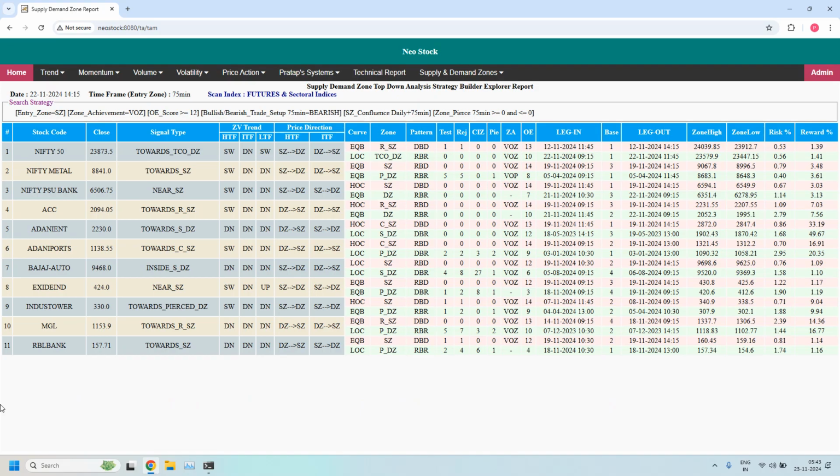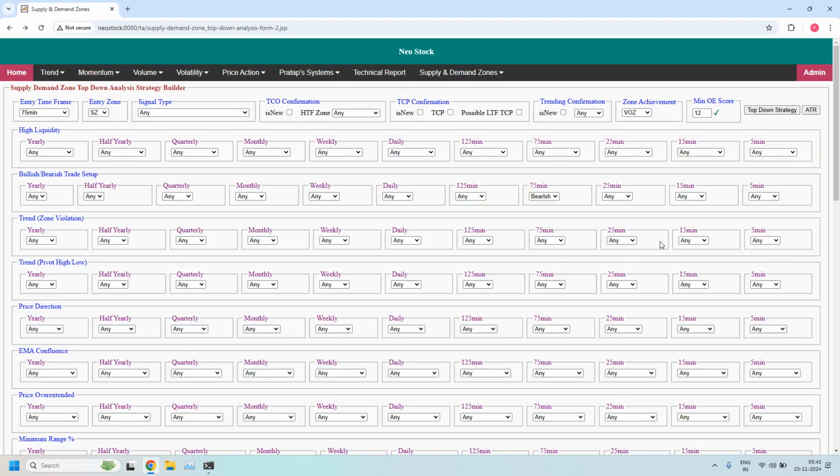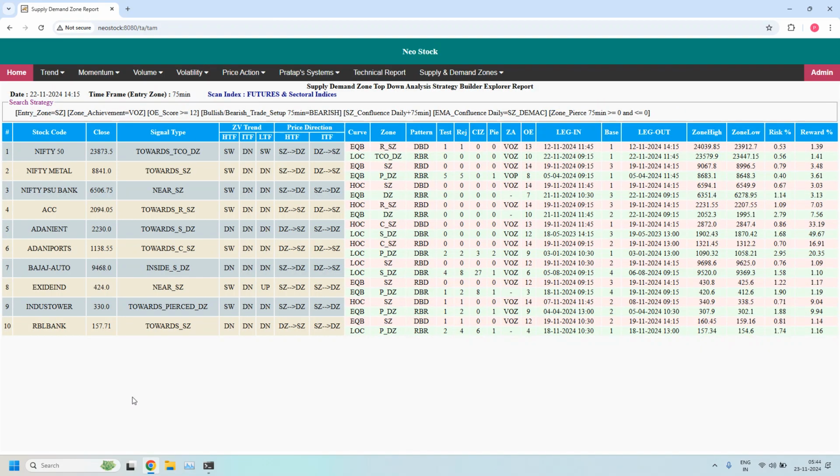That means in all these 11 stocks, the 75 minute supply zones are part of the daily supply zone, and daily trend is down in all these stocks. Out of these 11, any of these stocks having daily EMA confluence are even more high probability supported stocks. Let's verify. In the EMA Confluence at a daily time frame, the filter daily supply zone having daily EMA Confluence is enabled. With this filter, we got 10 stocks. All these 10 are high probability supported stocks.